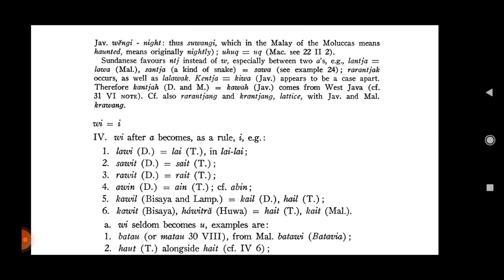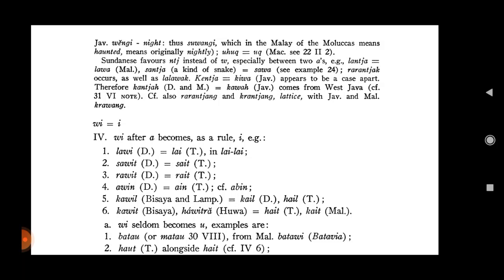Sundanese has j instead of w, especially between two vowels, e.g. lancha, lawa, Malay sancha, a kind of steak, sawa. Raganchak occurs as well as lalawak, kencha, kiwa. Javanese appears to be a case apart. Therefore Kancha, Dairi, and Malay Kawah, Java. This comes from West Java. Also Rancang and Krancang, Latin with Java and Malay Kerawang.